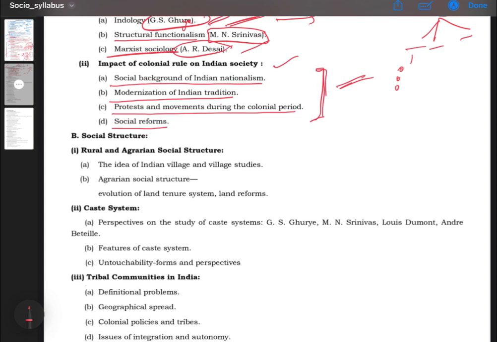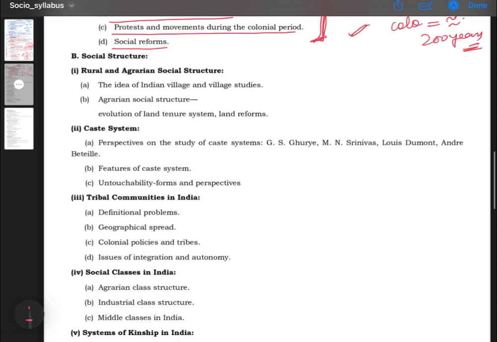Why is it important for us to study this unit? We can see that colonialism of around 200 years had a very significant effect in shaping Indian society. So to understand what Indian society is today, it is important to understand how colonialism has impacted Indian society.